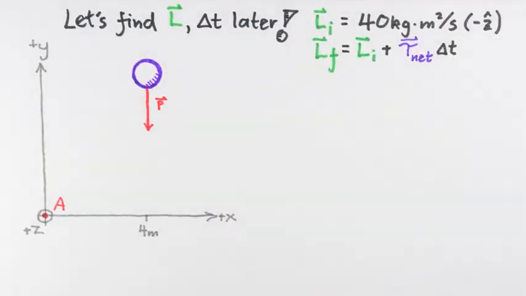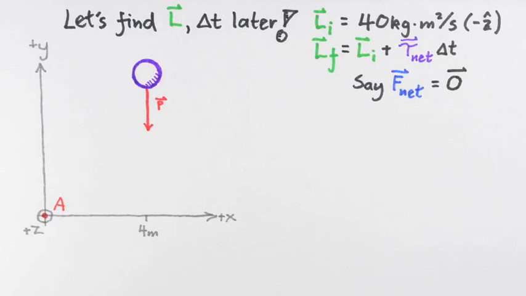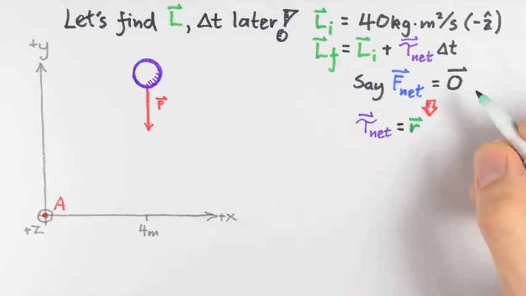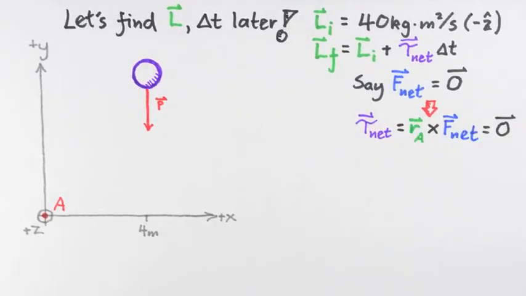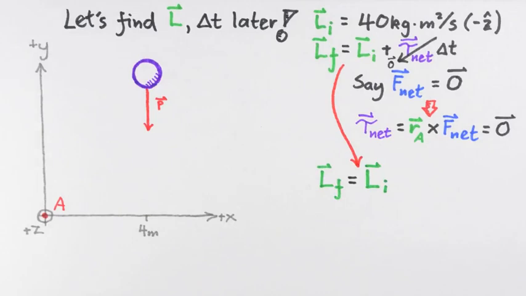We know that we need to specify the net torque, so let's consider the case where the particle shown is free. There is no net force acting on the particle. In this case, this means there is no net torque. Tau net is 0, and so our angular momentum principle tells us that the final angular momentum, L sub f, is the same as the initial angular momentum for any time interval delta t later.